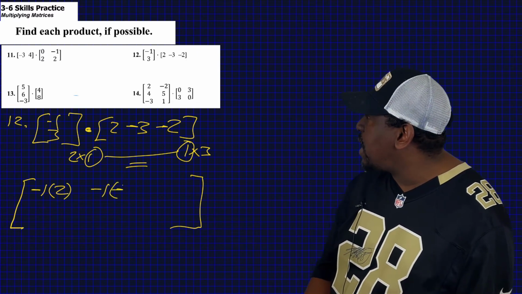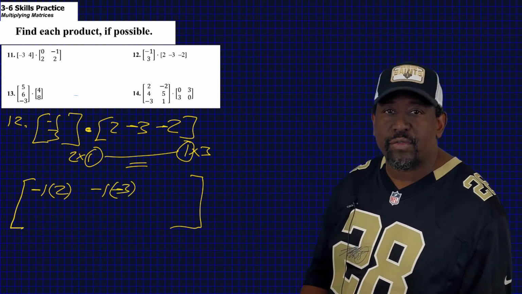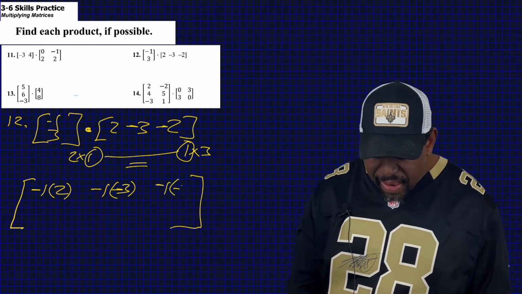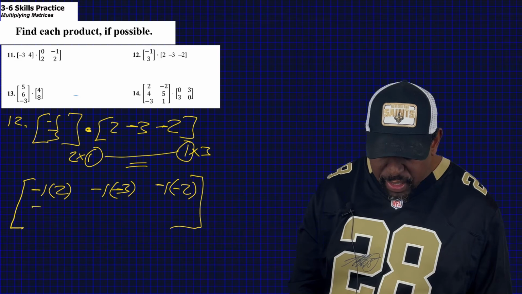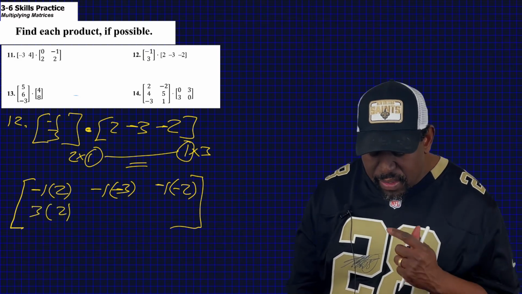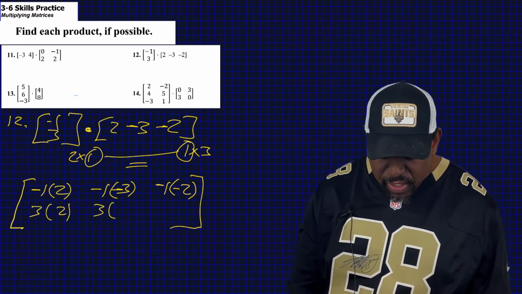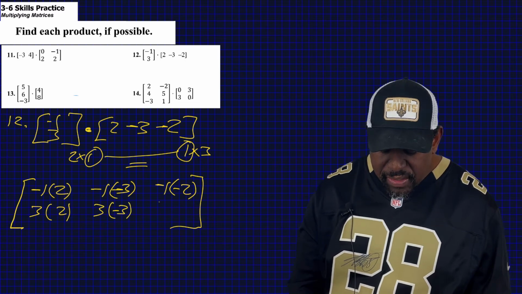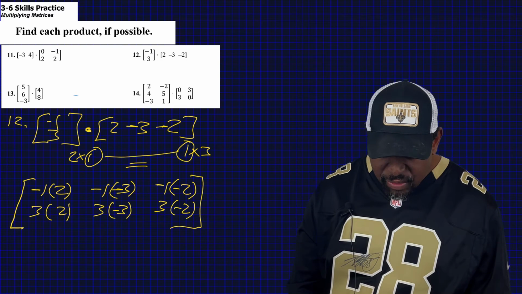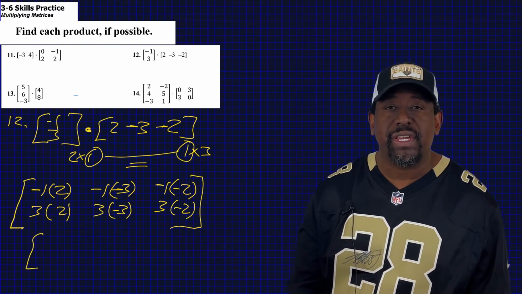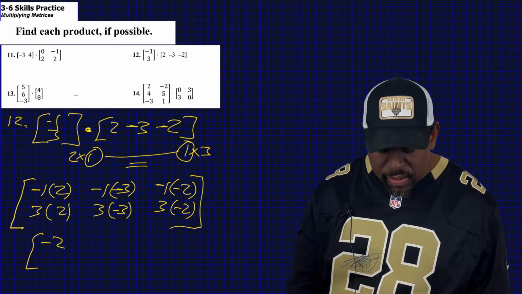First row, second column will be -1 times -3. And then the first row, third column will be -1 times -2. The second row, first column is 3 times 2. Second row, second column is 3 times -3. Second row, third column, 3 times -2. So once we get that, we will have our new product.